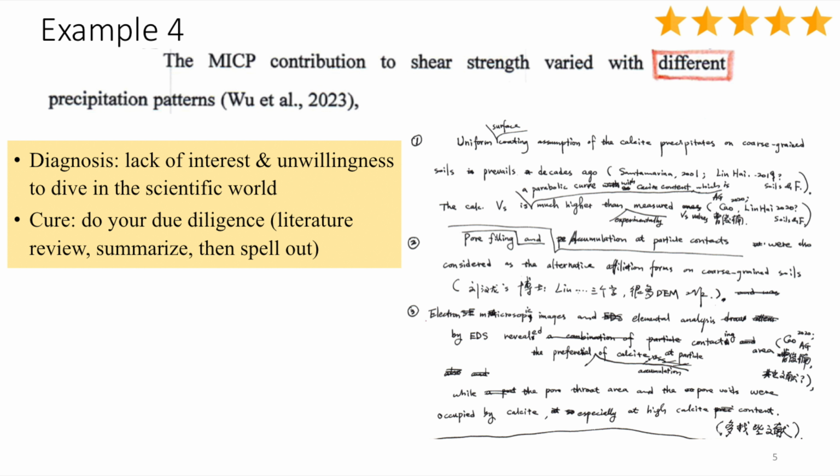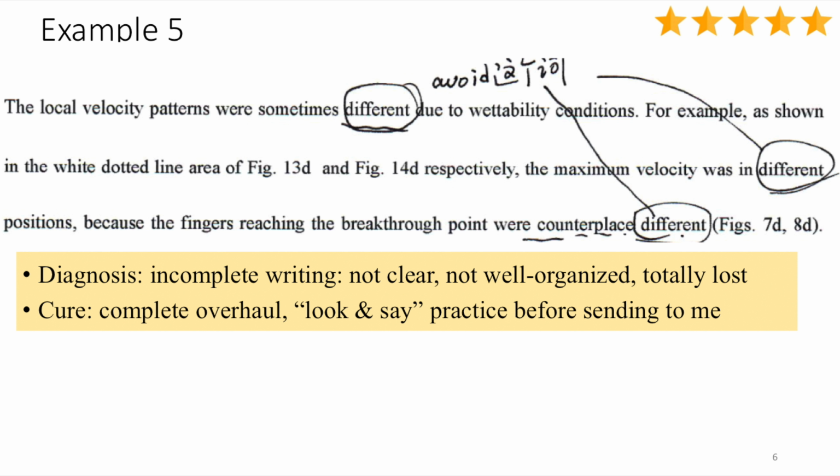That's exactly what happened, and I, the advisor, wrote half a page to expand on the different patterns. The keyword is: do your due diligence, which means to do an extensive literature review, summarize your findings, and then spell them out.